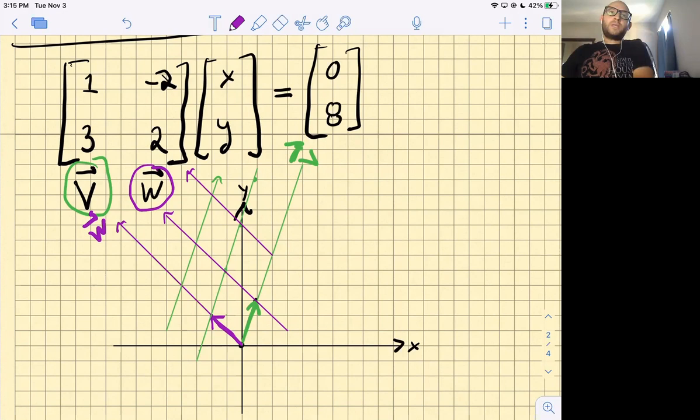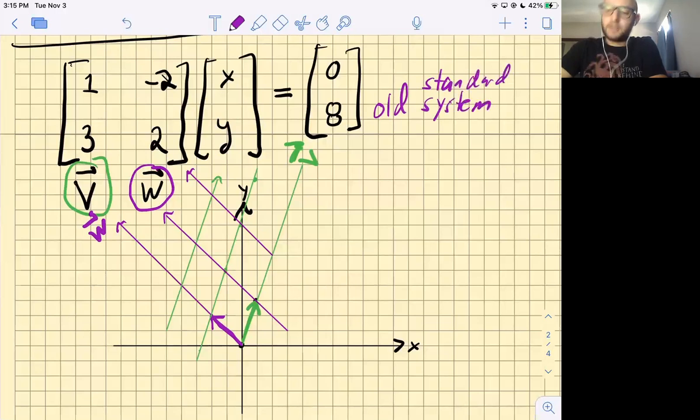Okay, so now what this equation is really asking, or one way to interpret the system, is how many V's and W's do you need to get to the point in the old system? This is the old system. In the old, we call it the standard system, the standard XY system. So who can say, how many XYs do you need to get to the point 0, 8? Where is that? That's right here. Sorry. How many Vs and Ws do you need? Can anyone tell me how many Vs and Ws do you need to get to the red dot? Can anyone see that?